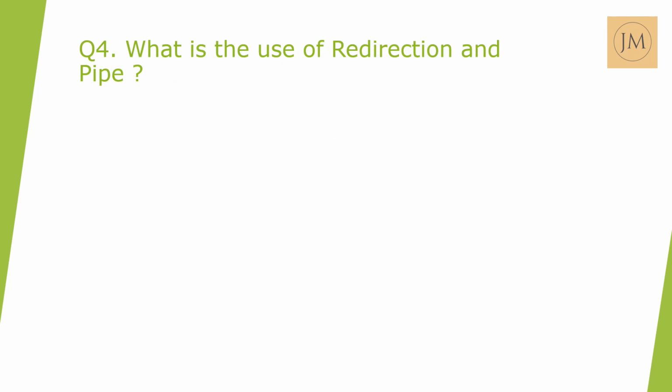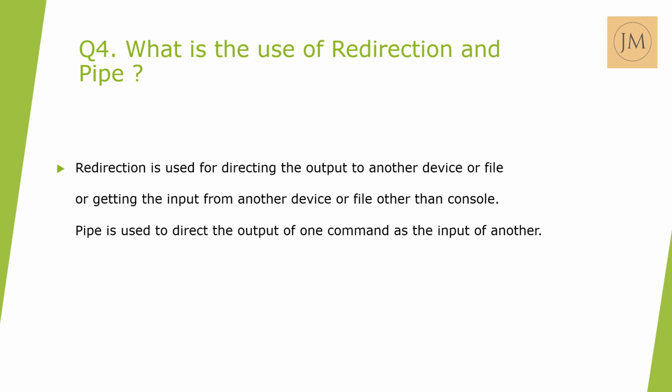Okay. What is the use of redirection and pipe, right? So the answer would be redirection is used for directing the output to another device or file, or getting the input from another device or file other than console. And the pipe is used to direct the output of one command as the input of another.